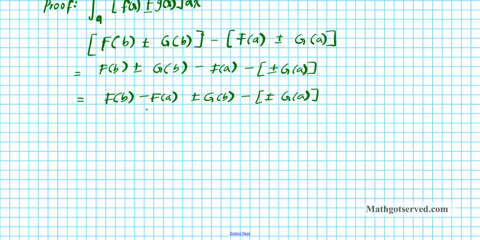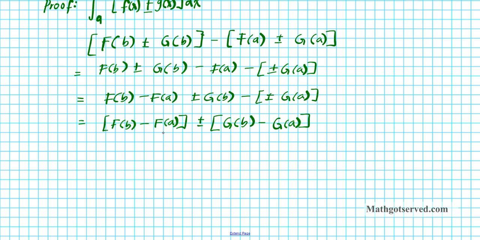Okay, so these first two we can group together, and we can clearly see the applicability of FTC part 1. And the second one, we just have to factor out. You see this plus or minus in front of these two terms. We can factor them out. If we do that, we're going to have plus or minus bracket antiderivative of g at b minus antiderivative of g at a. Okay?